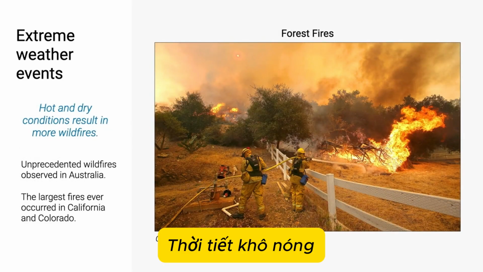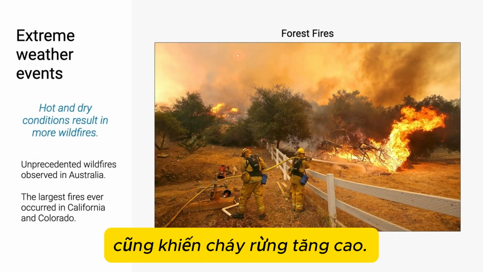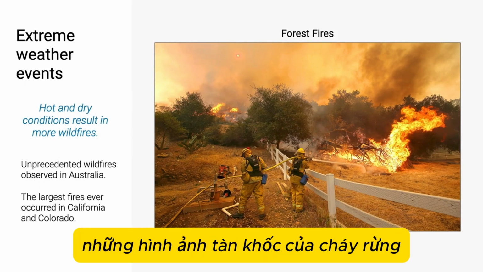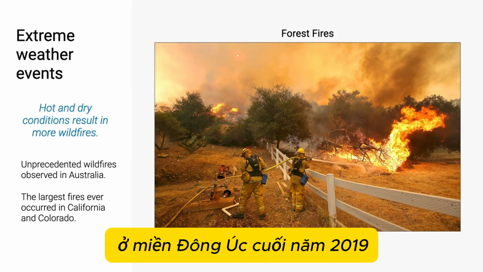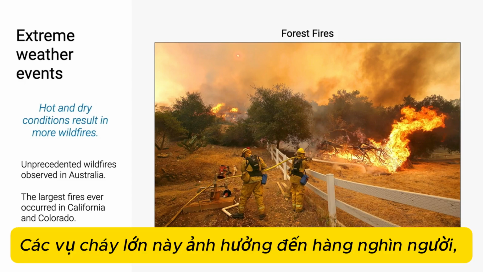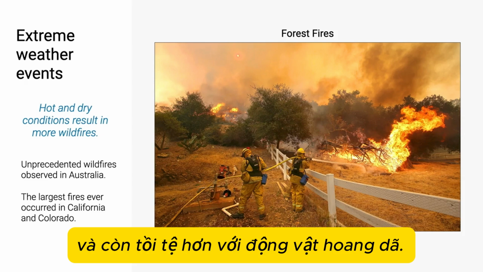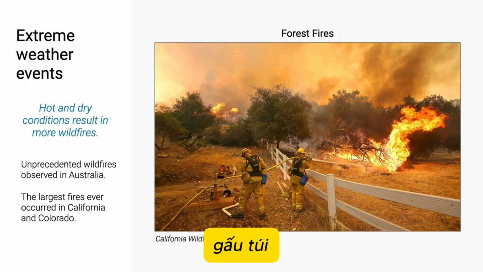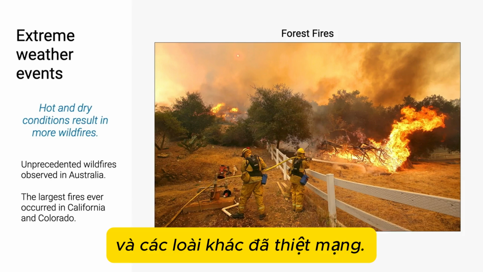Hot and dry conditions also result in a greater number of wildfires. Many of you might recall the devastating images of the fires in eastern Australia during 2019 and early 2020. These massive fires impacted thousands of people, and the toll was even worse for the wildlife, where it's estimated that nearly 1 billion kangaroos, koalas, and other animals lost their lives.